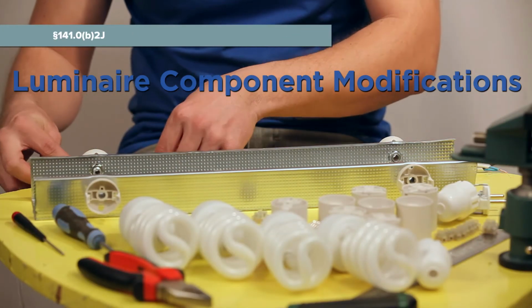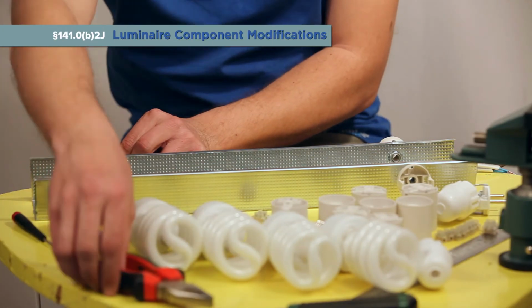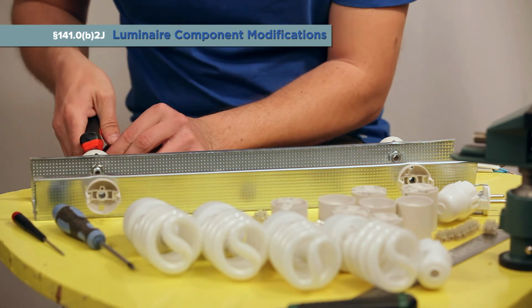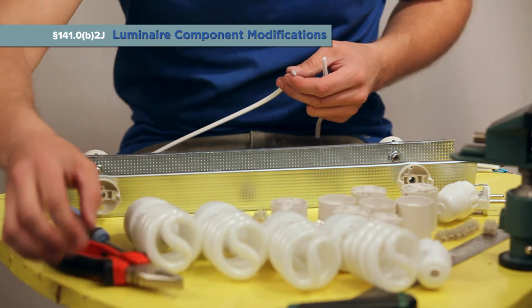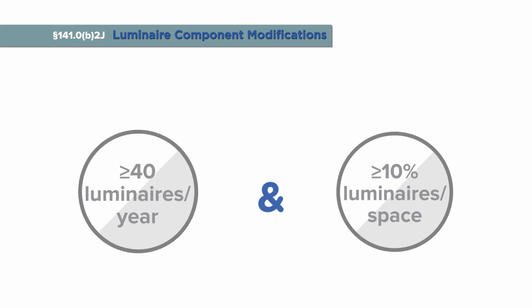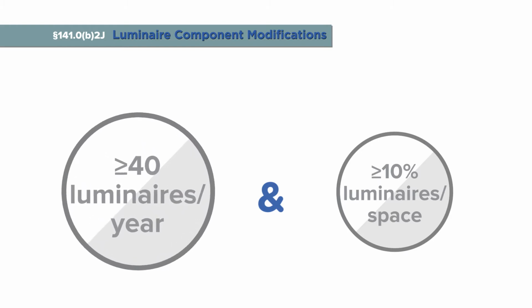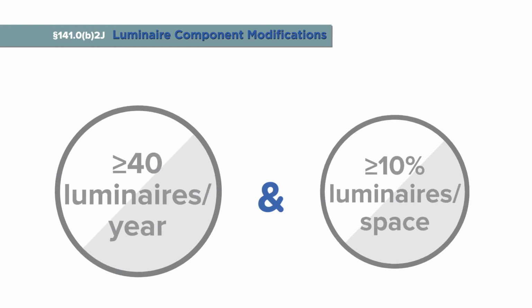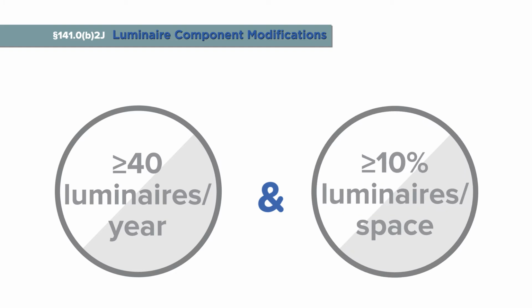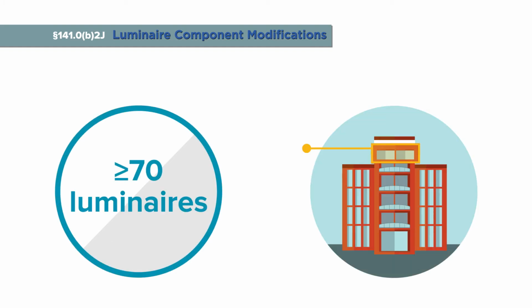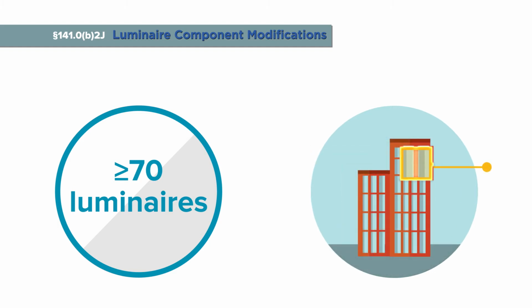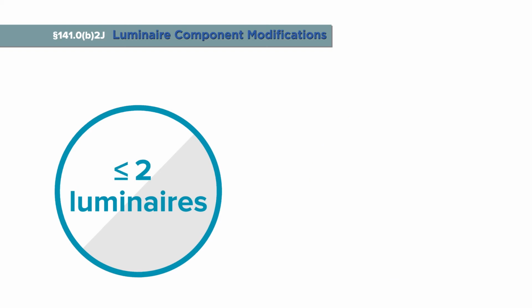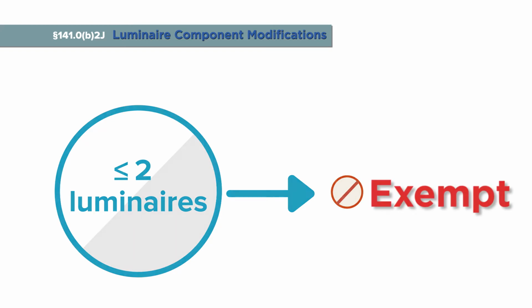For indoor luminaire component modifications, the threshold for compliance has been raised to allow a larger portion of maintenance projects to avoid additional lighting control and power density requirements intended for larger system retrofits. Previously, projects that addressed 40 or more luminaires in a year and 10% or more of the luminaires in a space were regulated under the standards. This threshold is now 70 or more luminaires per building floor, or for multi-tenant buildings, any single tenant space in a year. Any enclosed space where 2 or fewer luminaires are modified are exempt under this category as well.